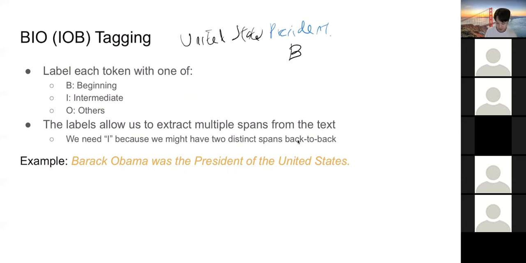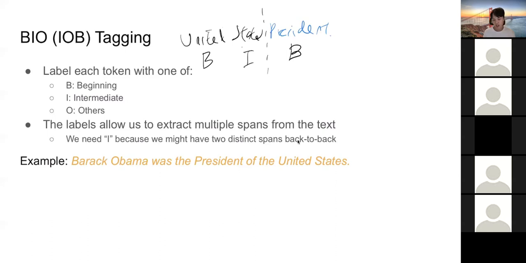So United States president, but we want to make sure we split here. But if we just put B for everything, it's not clear where the boundary between two entities is. But by having I, which means intermediate, which just means that it's not the beginning but it's still within the entity, then we can just cut here.